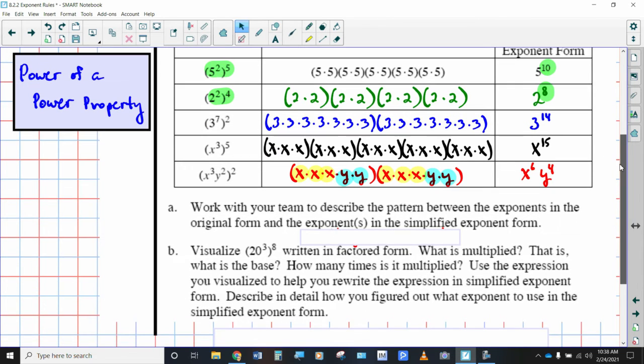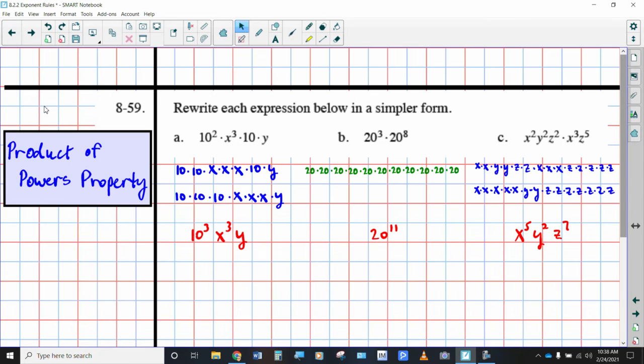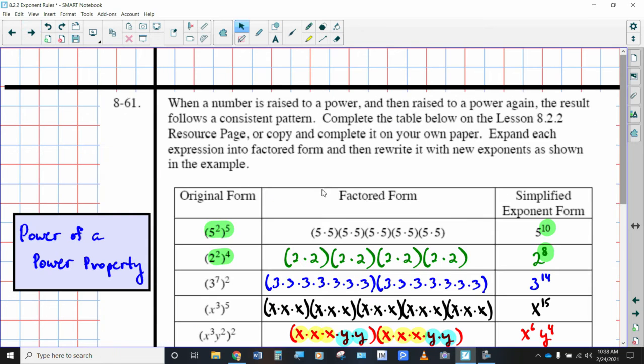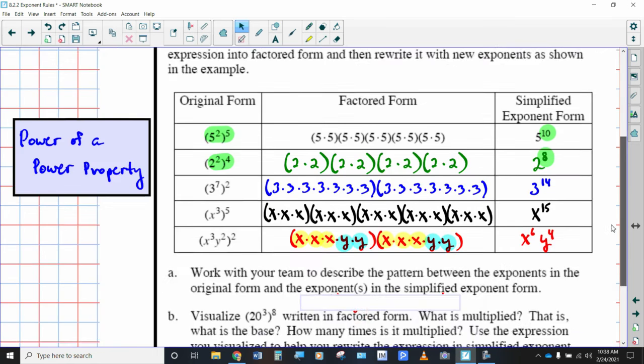Okay, so what do we call this? We call this the power of a power property because we're starting with a power, and then that in itself is being raised again to a power. Unlike the previous property, which was the product of powers, where you're taking two powers and you're multiplying them together. There's a different rule that we apply here with the exponents compared to what we do here with the exponents.